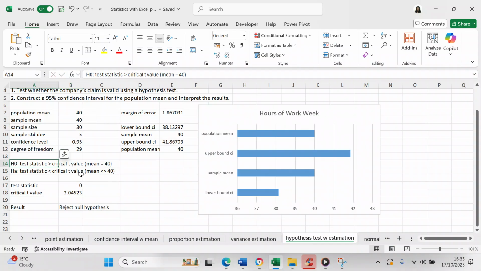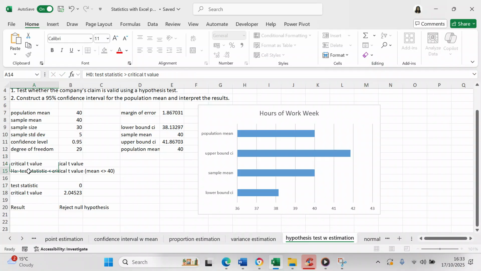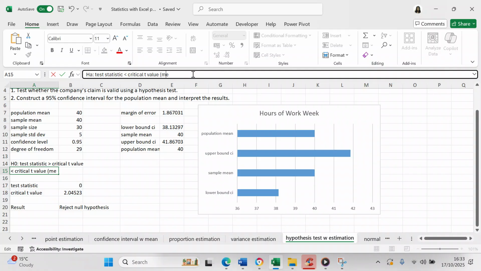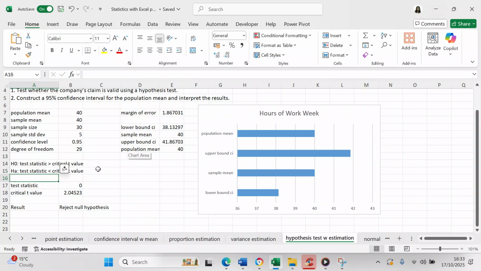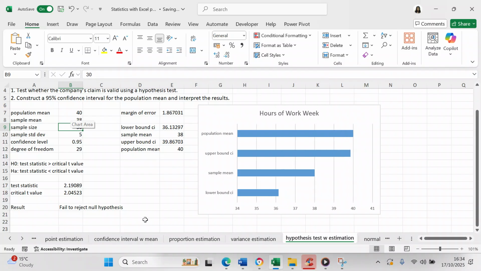So really what we should say, test statistic is greater than the critical value, which means the mean is, so the mean isn't 40 really, is it? So the mean isn't 40. So if the test statistic is greater than the critical value, then it's the null hypothesis. And if the test statistic is less than the critical value, then it's the alternate hypothesis. So what that does is that just lets you know the problems that you can have formulating a null hypothesis. So we've got here 38. So if the test statistic is greater than the critical value, then you fail to reject the null hypothesis.